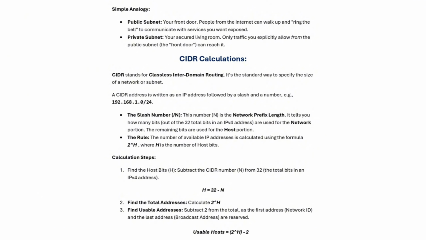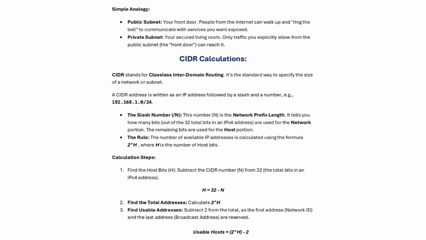Now let's understand CIDR calculations. CIDR stands for Classless Inter-Domain Routing. It is a standard way to specify the size of a network or a subnet. A CIDR address is written as an IP address followed by a slash and a number. Example: 192.168.1.0/24. The slash number /n, this number n, is the network prefix length. It tells you how many bits out of the 32 total bits in an IPv4 address are used for the network portion. The remaining bits are used for the host portion.